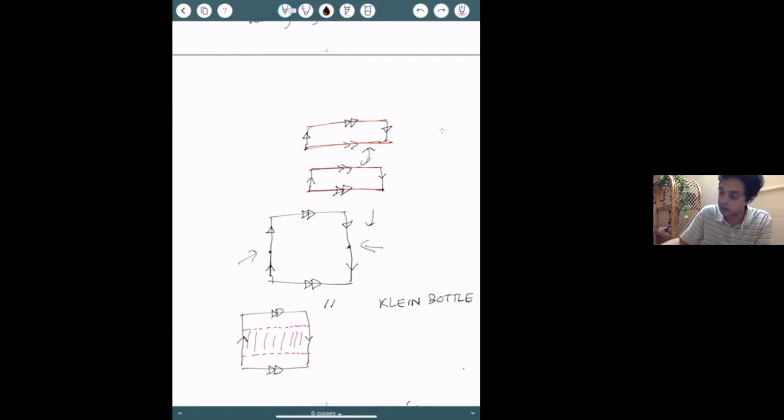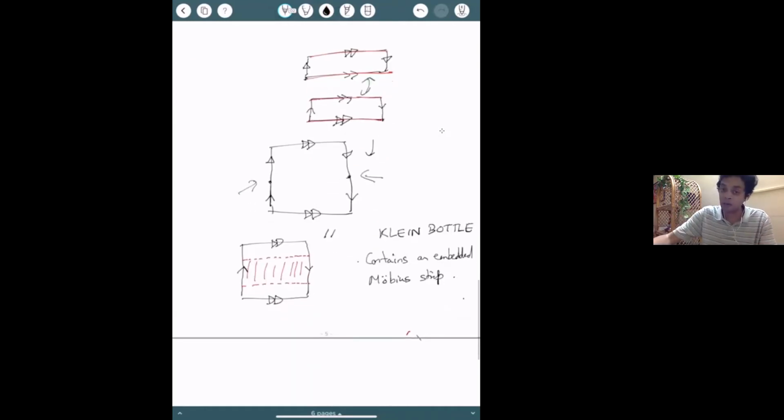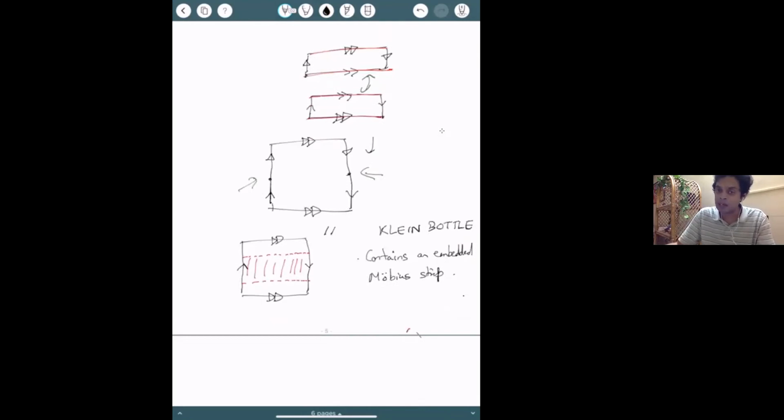So let me just write it down. It contains an embedded Mobius strip. So already this tells you it's different from a sphere, right? Because remember, you can embed K5 on a Mobius strip. So you can put K5 in this picture here, but you couldn't do that on a sphere, right? So that tells you it's different from a sphere. Let me just mention that again: one can embed K5 in the Klein bottle.